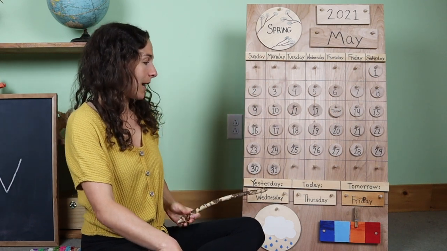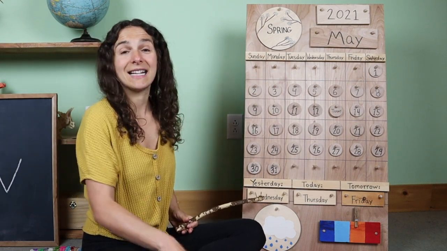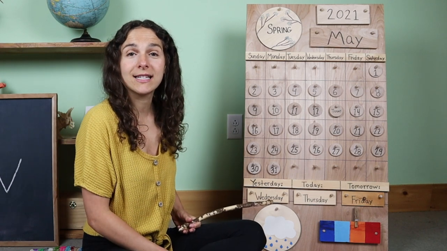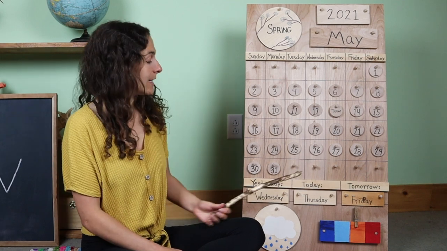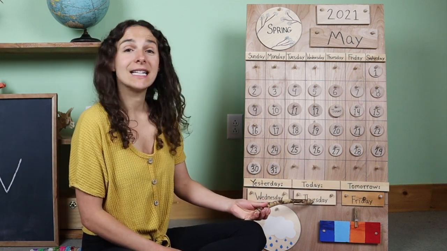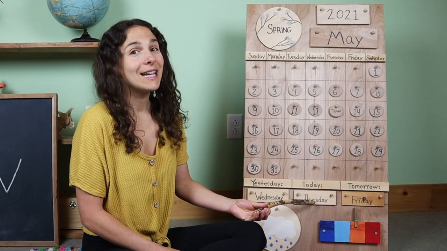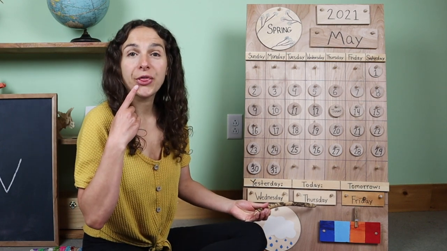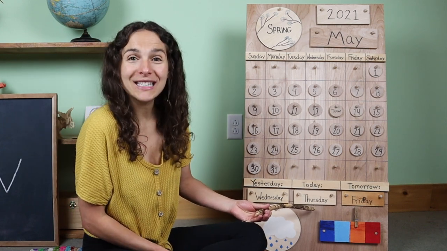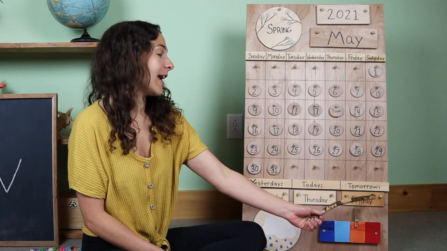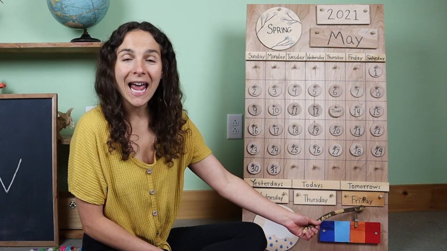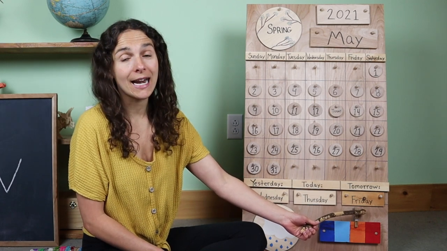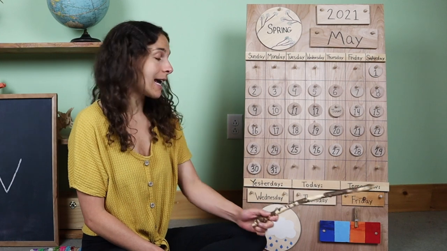Let's travel down to the bottom of the chart. This says that yesterday was Wednesday. Yesterday was Wednesday. So that means that today is, here's your clue, Thursday. Today is Thursday and tomorrow will be Friday. Tomorrow will be Friday, the last day of the weekday.